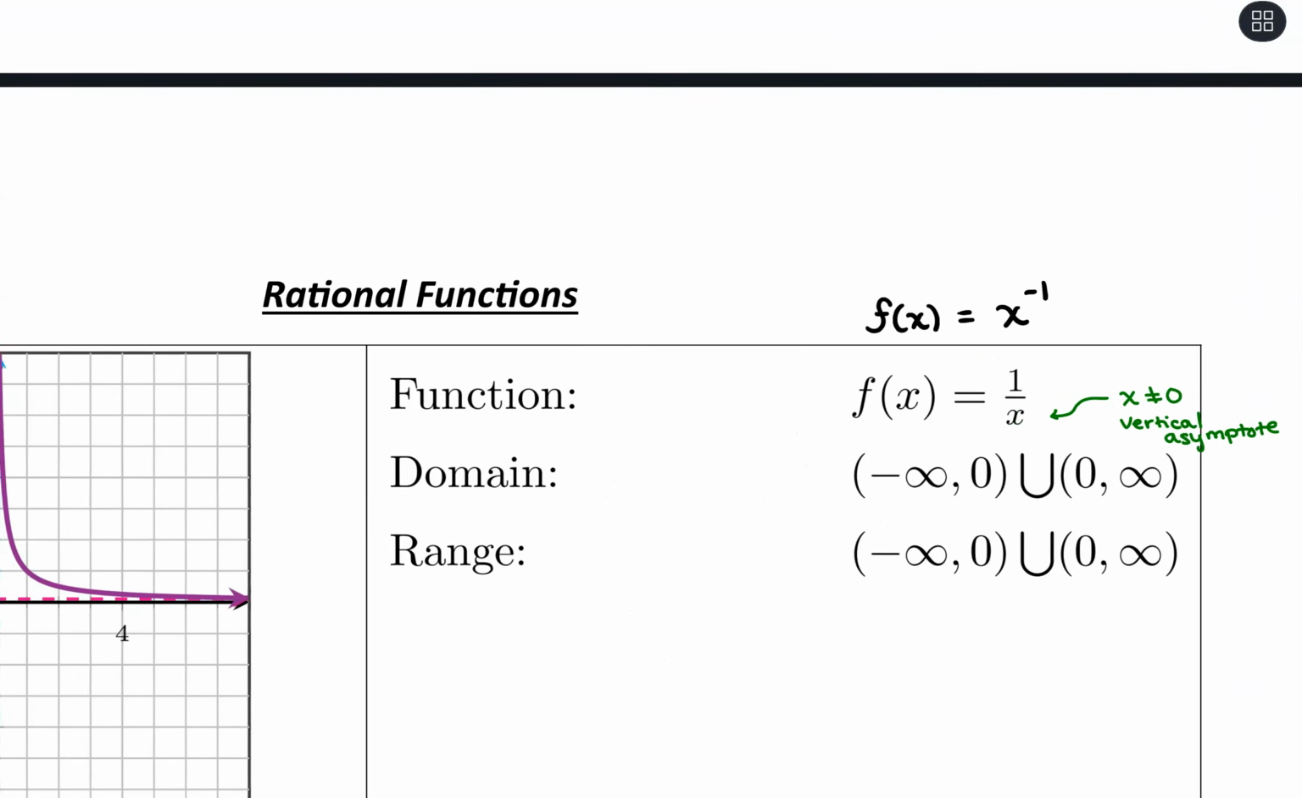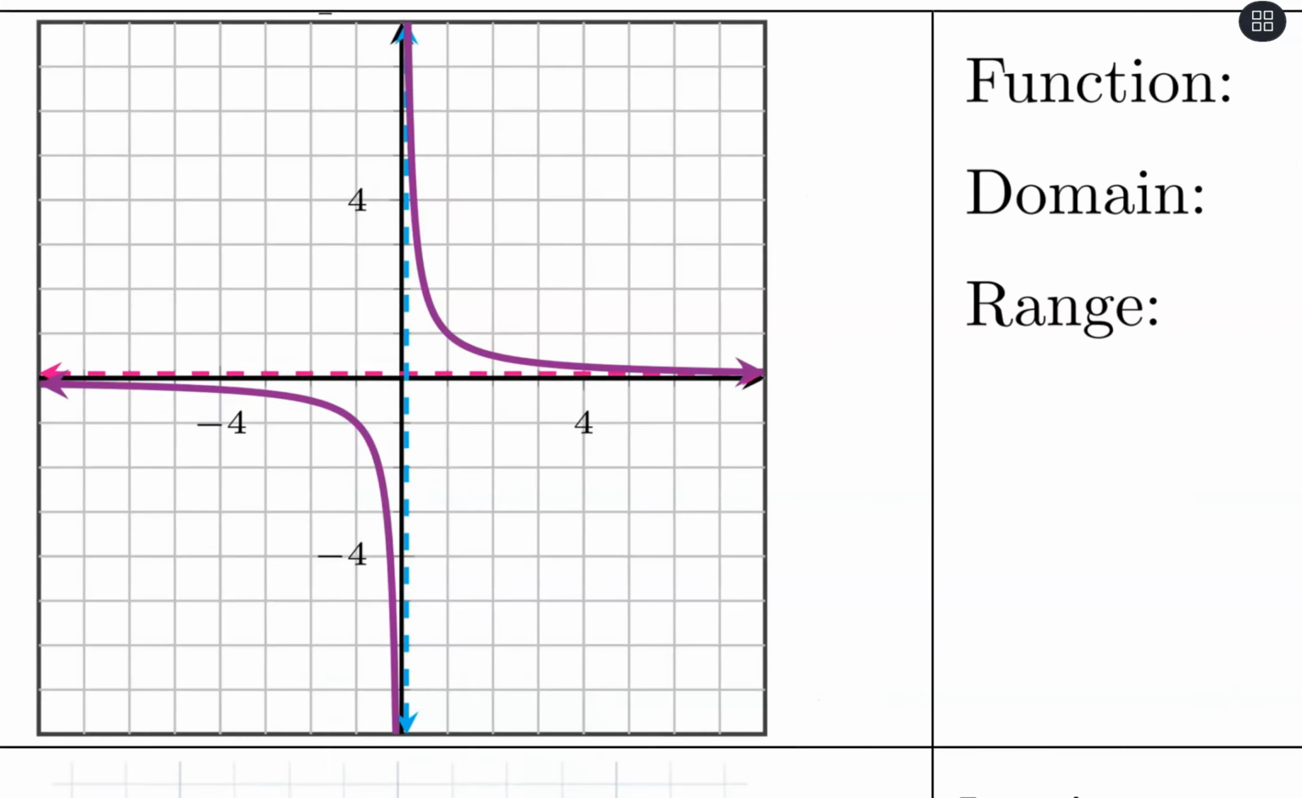So if we go over to our graph here, that's what this blue line is representing, that we cannot cross that line. Now there is a second line here that's going horizontally, and that's called our horizontal asymptote, but we'll talk about that more later on. For right now, vertical asymptote will be the important one.